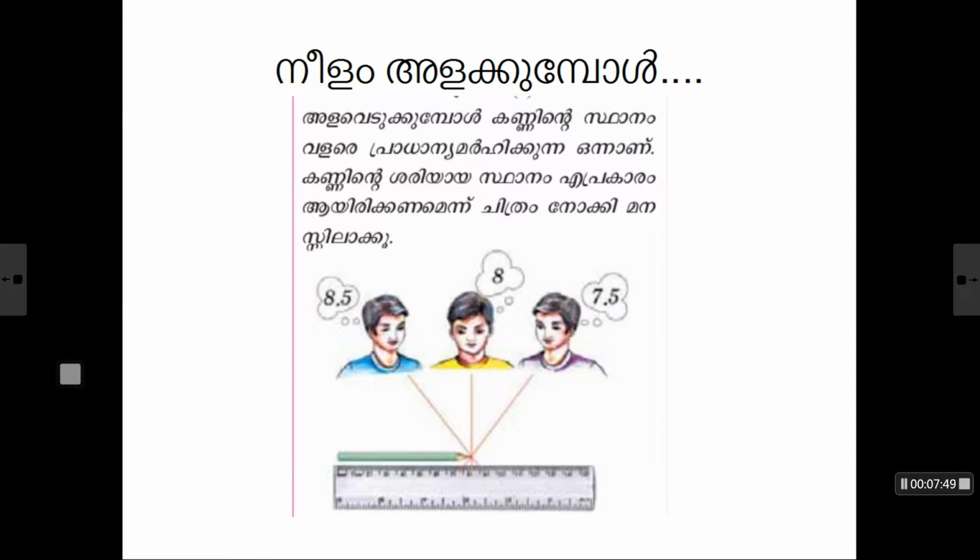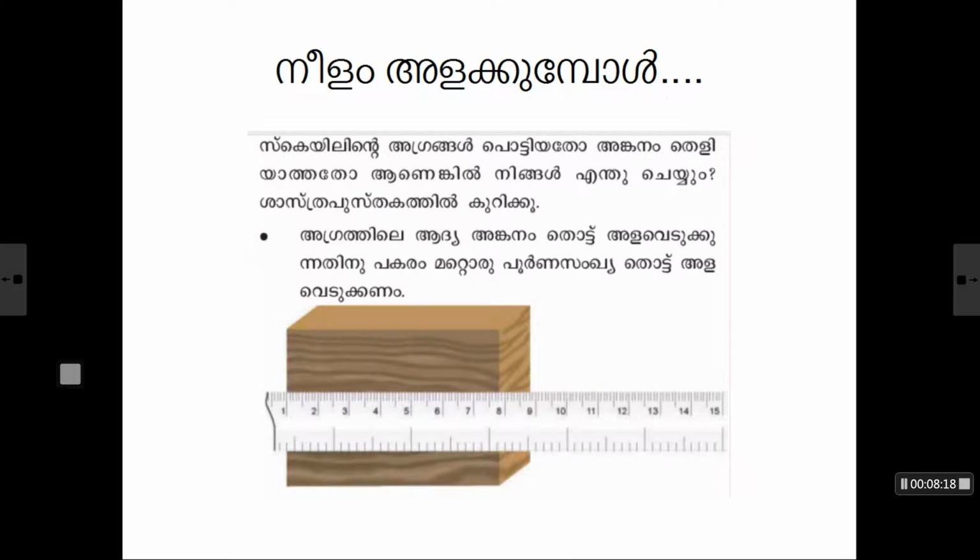And see the second precaution: the position of the eye is very important while taking the measurement. There are three boys taking the measurement. The first one is not looking straight, and the middle one's position is correct. So while taking the measurement, the position of the eye is very important. You look straight. There should not be any inclination.